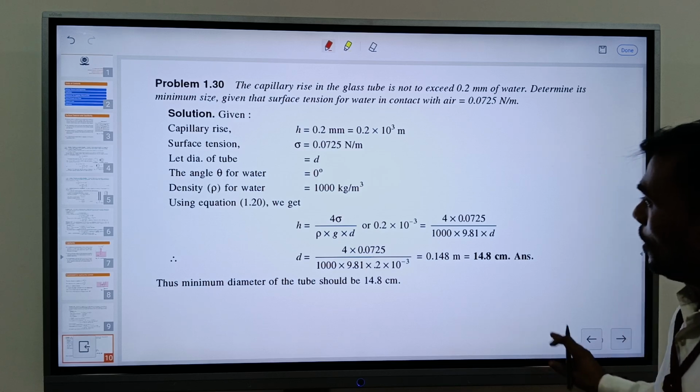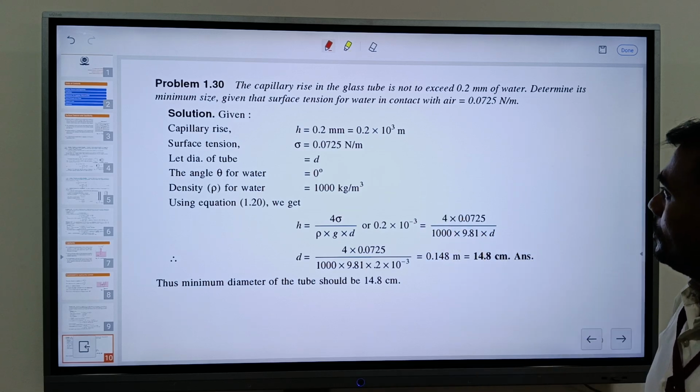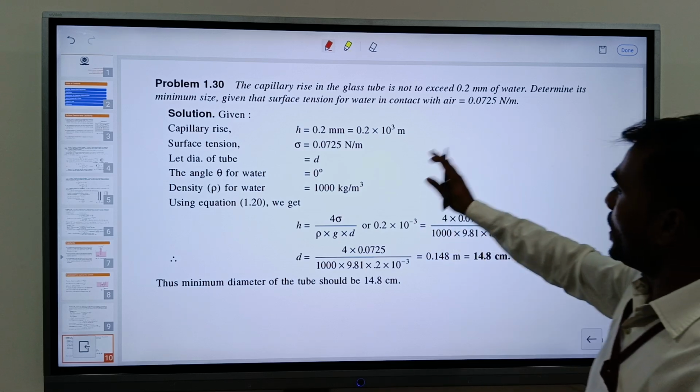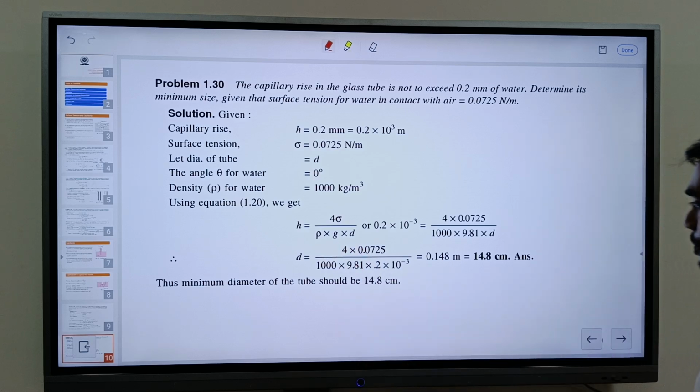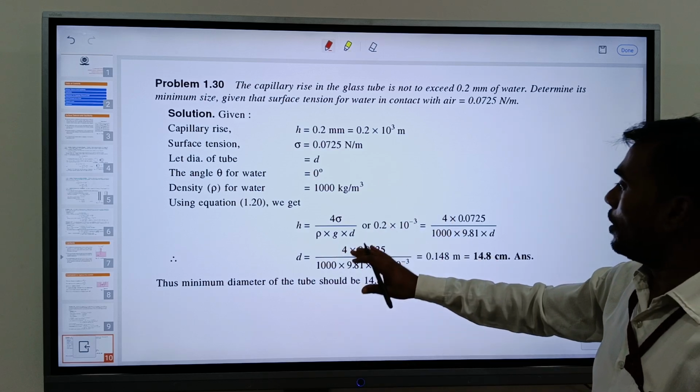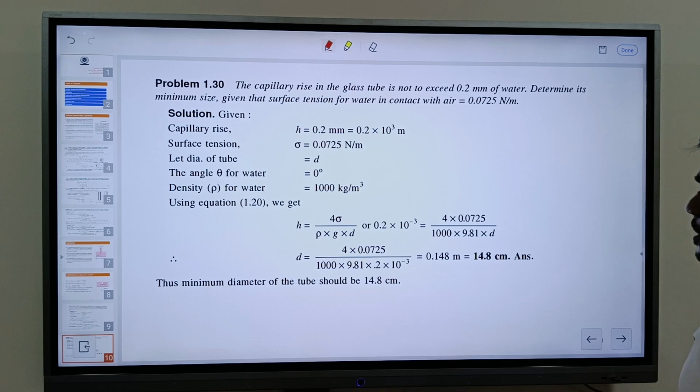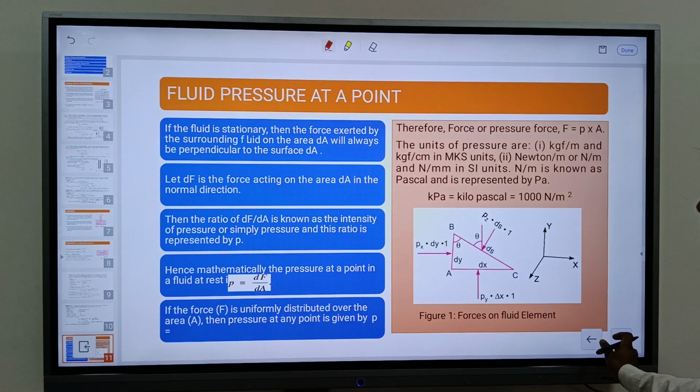Similarly, this is a general problem based on a simple formula. Using the basic formula, you can calculate the required answer.